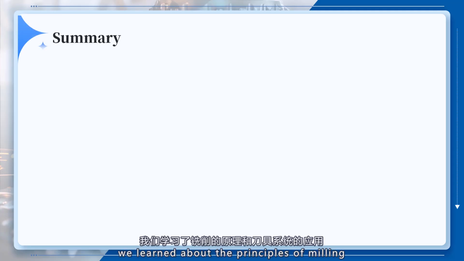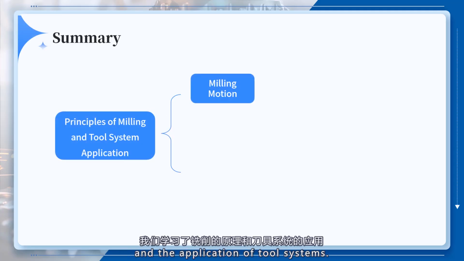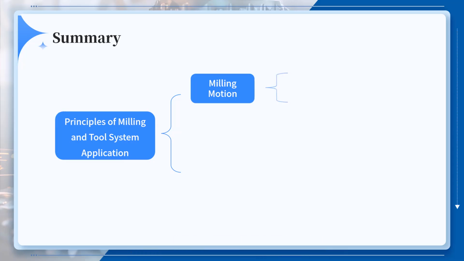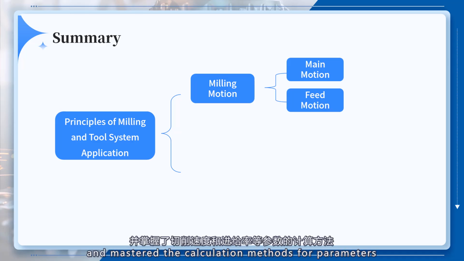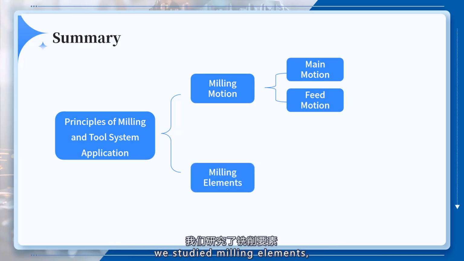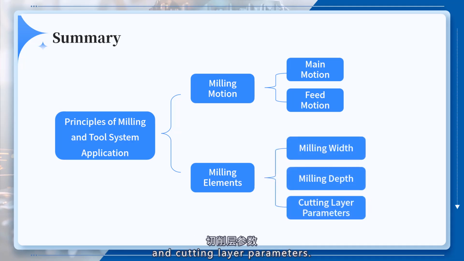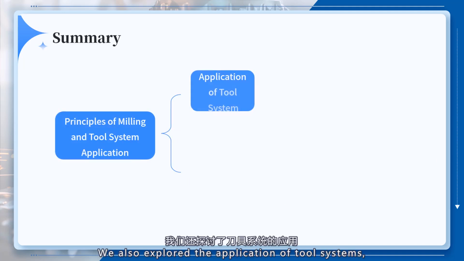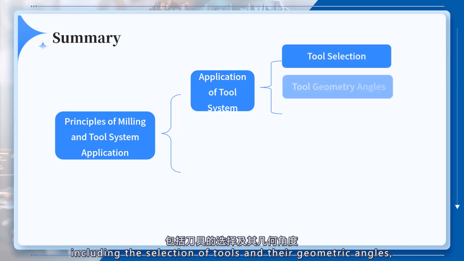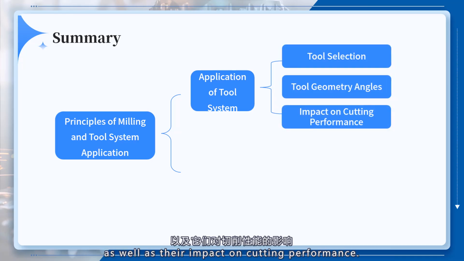In this lesson, we learned about the principles of milling and the application of tool systems. We first explored milling movements, including the primary motion and feed motion, and mastered the calculation methods for parameters such as cutting speed and feed rate. Then, we studied milling elements such as milling width, milling depth, and cutting layer parameters. We also explored the application of tool systems, including the selection of tools and their geometric angles, as well as their impact on cutting performance.